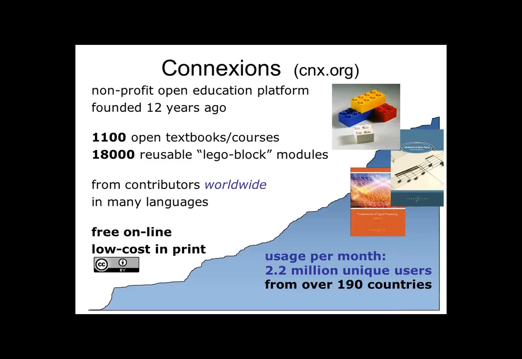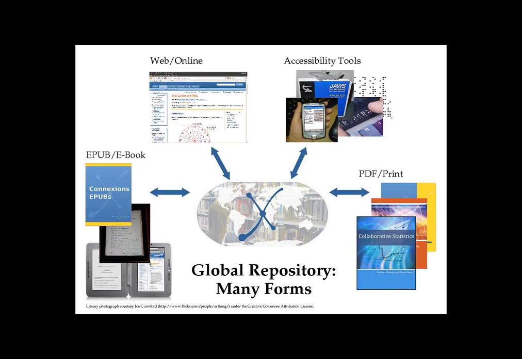We have contributors from all over the world. There's content in many, many different languages. It's all free online, it's available for very low cost in print, and all of our content is available via the CC BY license, the Creative Commons Attribution license, which is one of the most open licenses you can choose. Currently, we receive about 2.2 million unique users a month, from over 190 countries worldwide.